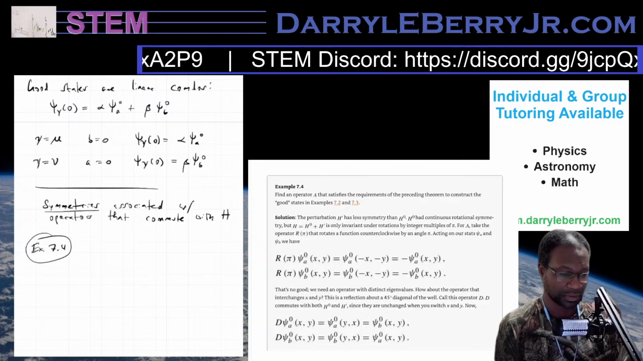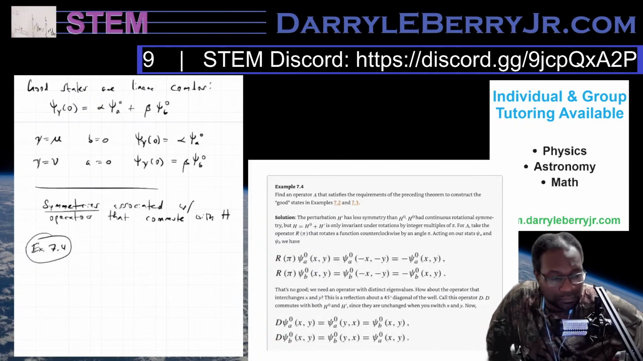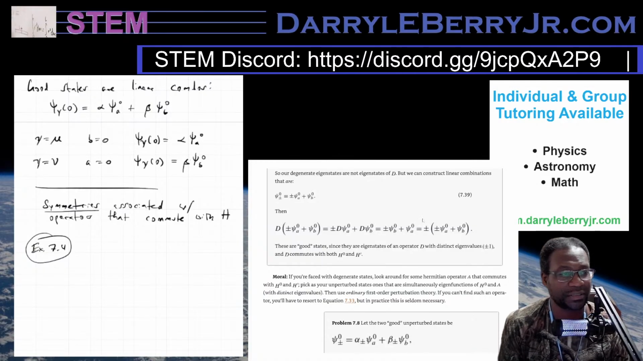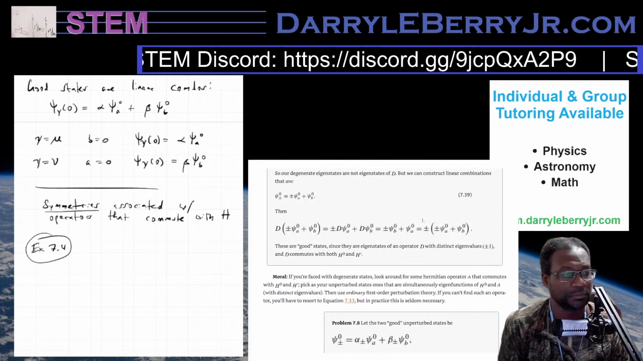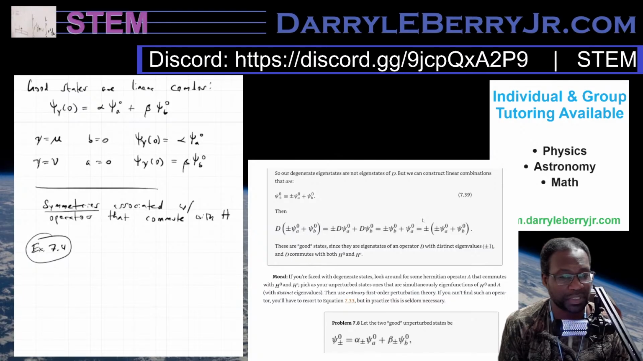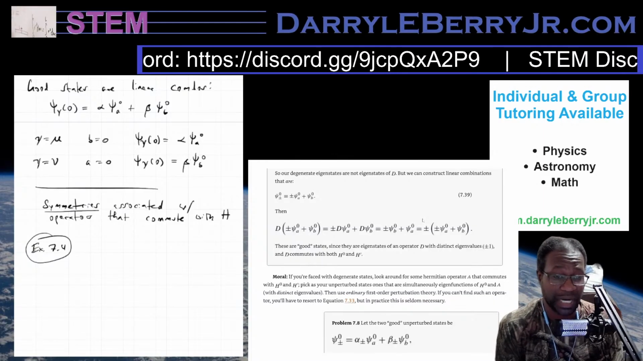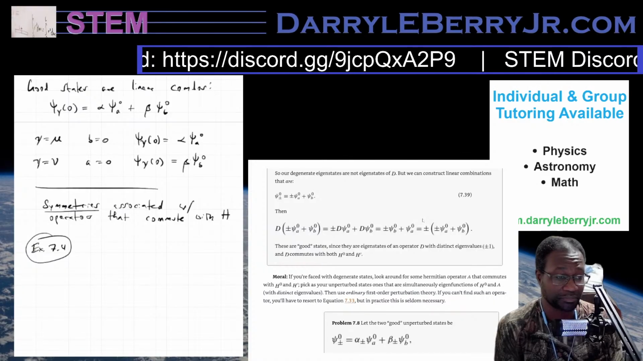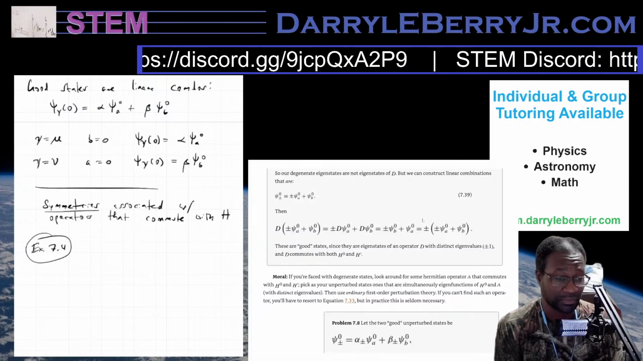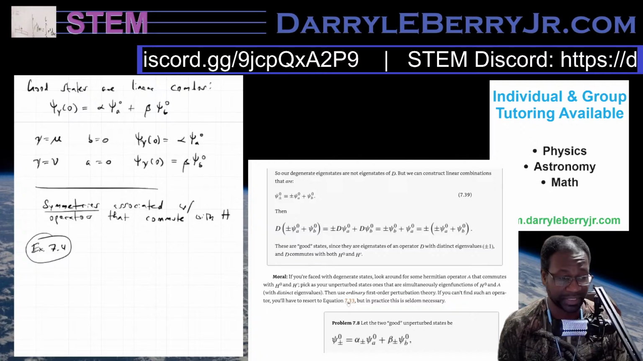So now the eigenvalues are the same, I guess. The general eigenstates are not eigenstates of D, but we can construct linear combinations that are. Then plus minus. These are good states since they're eigenstates of operator D with distinct eigenvalues plus and minus 1, and D commutes with both H0 and H prime. Moreover, if you are faced with degenerate states, look around for some Hermitian operator A that commutes with H0 and H prime. Pick as your unperturbed states ones that are simultaneous eigenfunctions of H0 and A with distinct eigenvalues, and use ordinary first order perturbation theory. If you can't find such an operator, you have to resort to equation 7.33, but in practice this is seldom necessary.